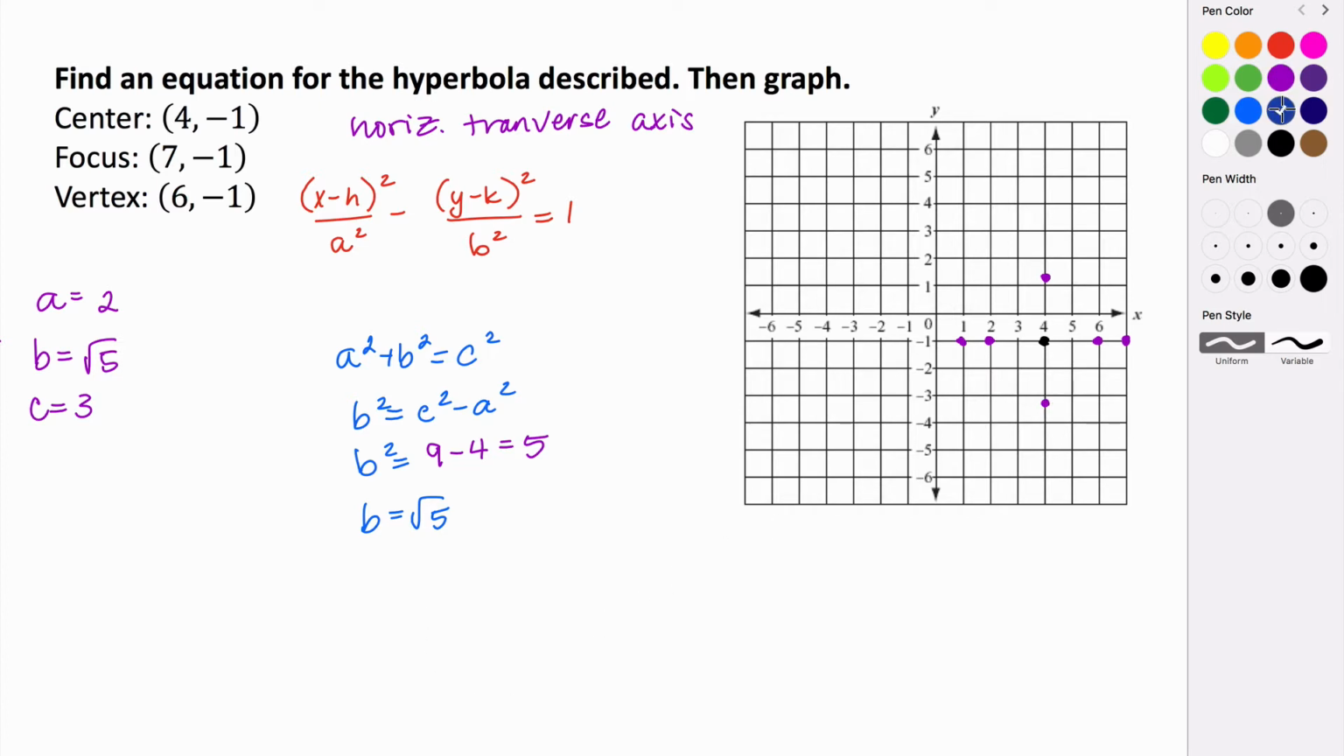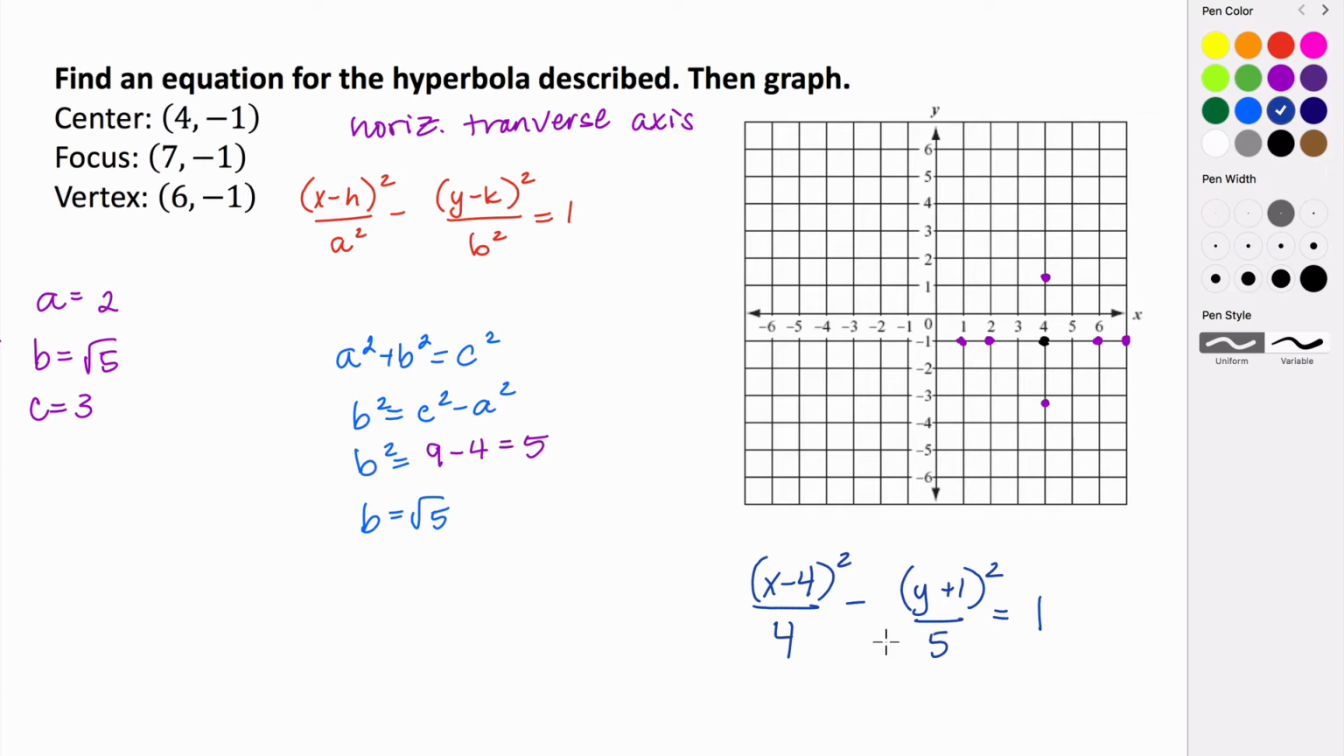So let's write the equation. So it's going to be x minus h, so h is 4. So (x minus 4) squared divided by a squared, so a is 2, 2 squared is 4, minus (y minus k), so minus -1 is going to be plus 1, quantity squared divided by b squared. So the square root of 5 squared is just going to be 5, equals 1. So this is going to be our equation.